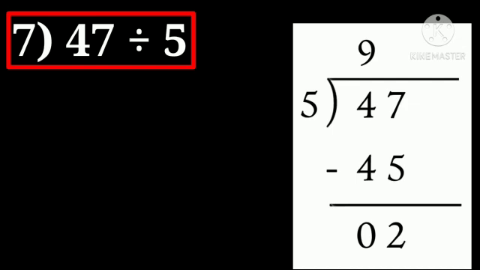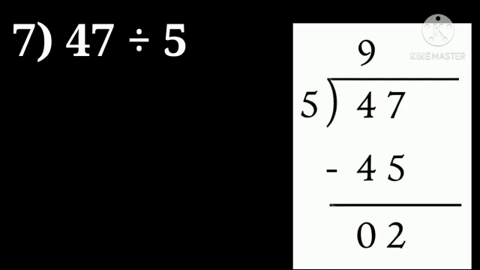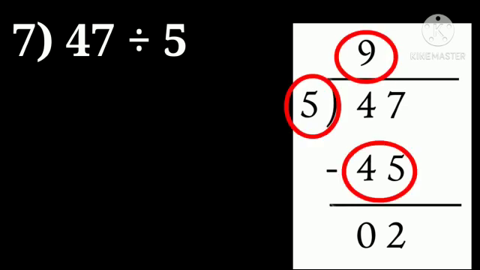Next one, 47 divided by 5. 47 in the column divide by 5. We will start saying 5 table till we get number 45. But we don't have number 47 in 5 table. So we will find out the number smaller than and nearby to 47. So 5 9s are 45.